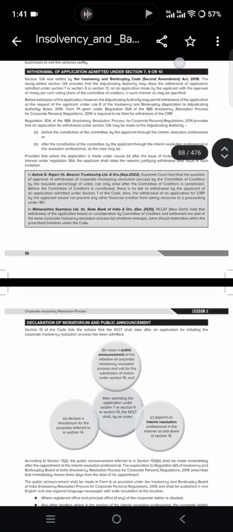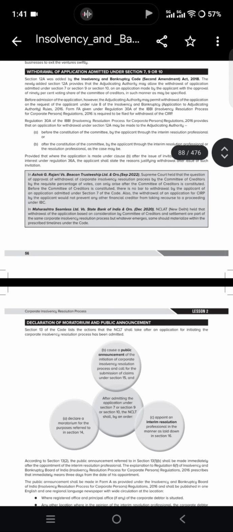So Form FA, Regulation 30A of the IBBI regulations, provides that an application for withdrawal under 12A may be made to the AA before constitution of the committee by the applicant through the IRP, or after constitution of the committee by the applicant through the IRP or RP, provided that where the application is made, the applicant shall state the reason justifying withdrawal. Provided that where the application is made after the issue of invitation for expression of interest, the applicant shall state the reason justifying withdrawal after such issue.